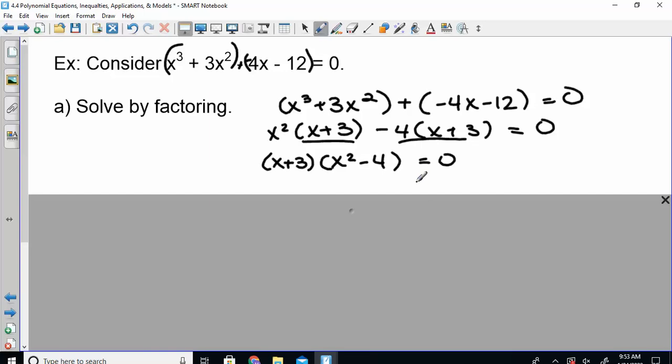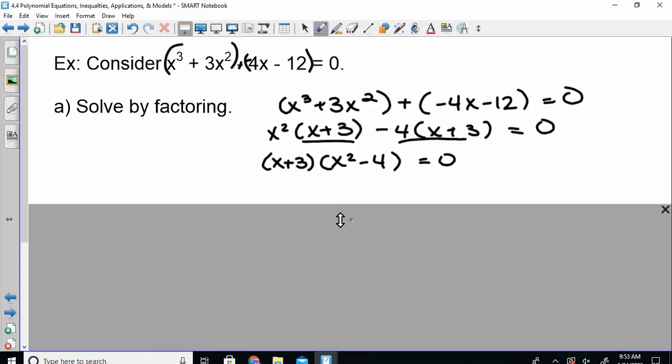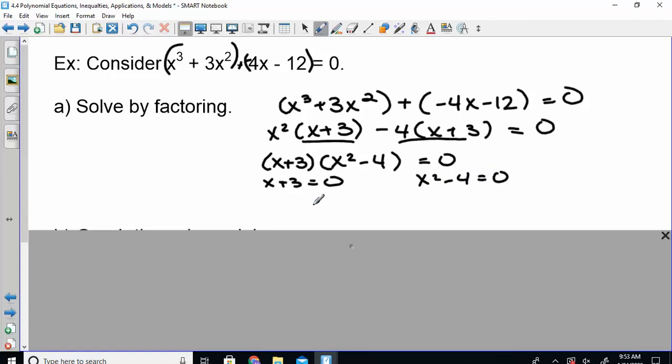I'm asking us to solve this. So what do you want to do? You have 2 parentheses equal to 0, so just set each of them to 0. So this gives us -3.